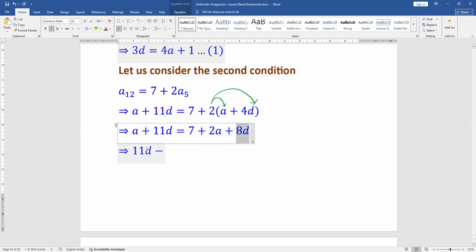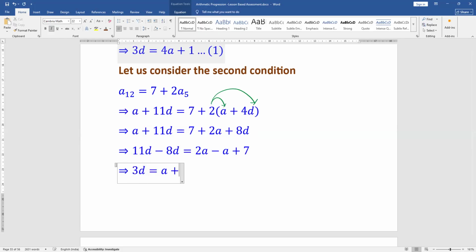So this 8D, I'm going to move to the left hand side. I get 8D equals to, and then this 2A you keep as it is. Now which one are you going to transpose to the right hand side? This A. So plus A becomes minus A, and then this 7 will be as it is. So 7 again. Next, equals to 11D minus 8D will give you 3D. 3D equals to A plus 7. I call it equation 2.